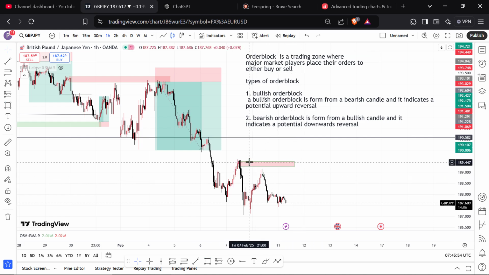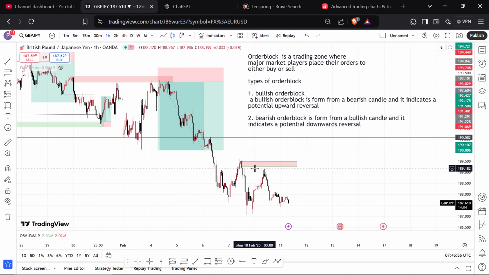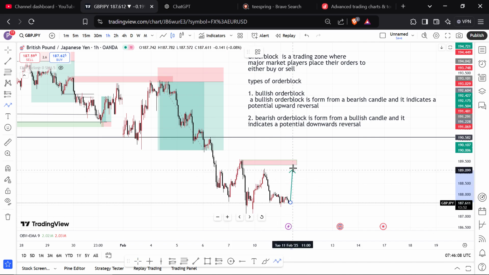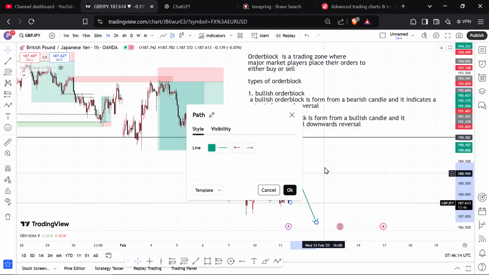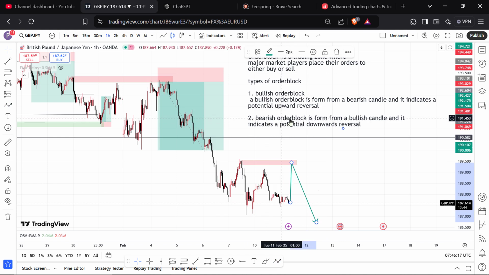Right? We'll mark this zone. This now is a bearish order block. So we expect the market to come back to this zone and sell from here. Like the definition of a bullish order block, we say a bearish order block is formed from a bullish candle and it indicates a potential downwards reversal. So we want to sell from this place.